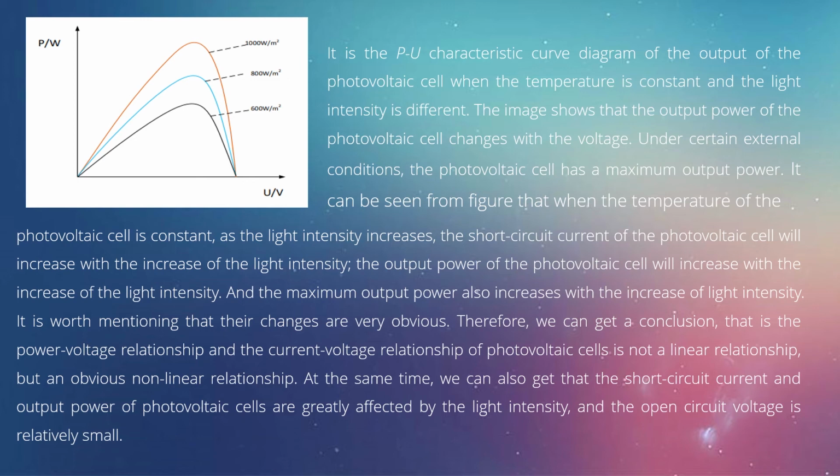That is, the power-voltage relationship and the current-voltage relationship of the photovoltaic cell is not a linear relationship, but an obvious non-linear relationship. At the same time, we can also get that the short circuit current and output power of photovoltaic cells are greatly affected by the light intensity, and the open circuit voltage is relatively small.